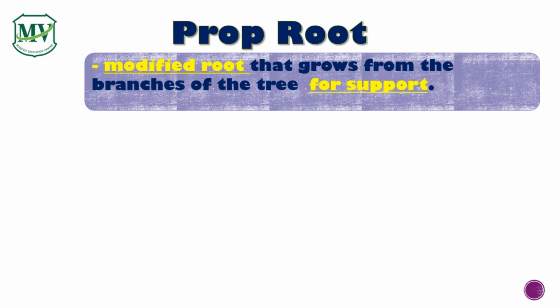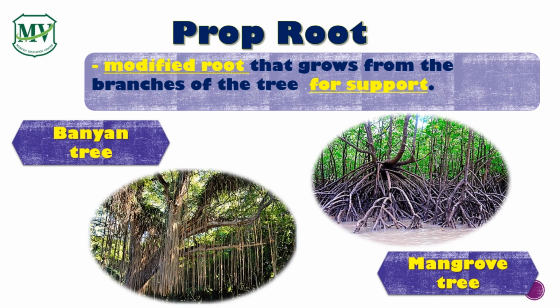Prop root is a modified root that grows from branches of the tree for support, like banyan tree and mangrove tree.